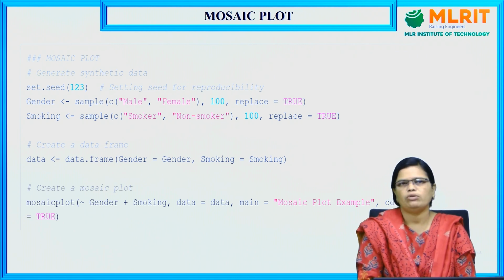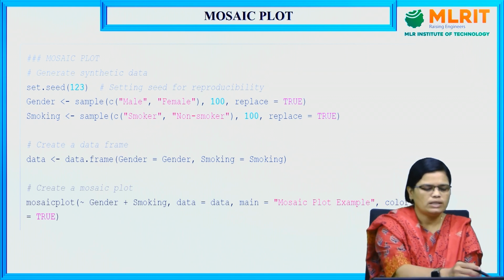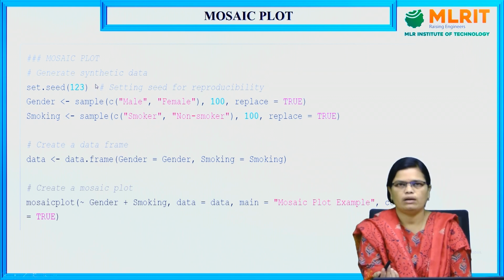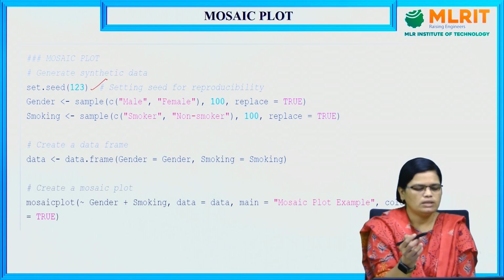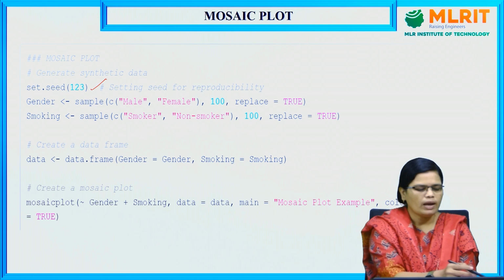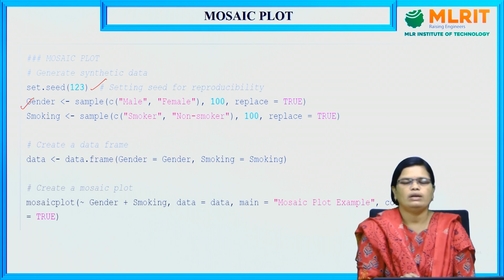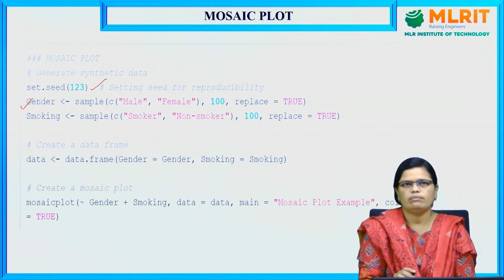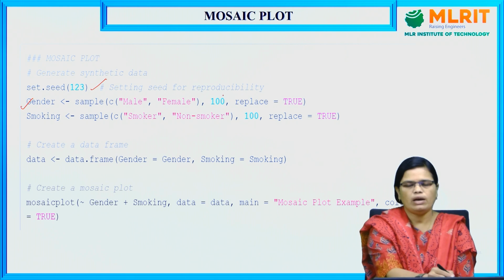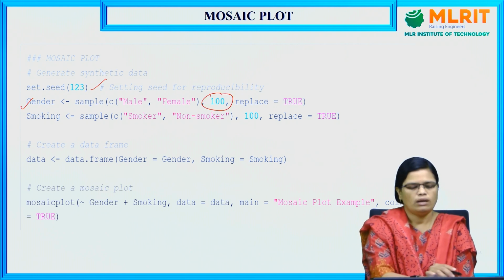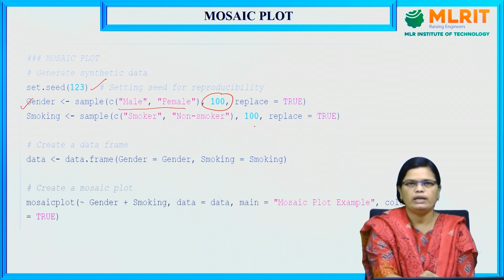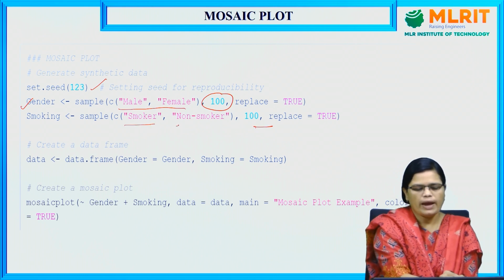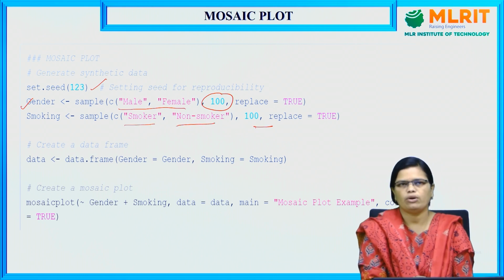A mosaic plot needs to be used when you have more than 100 data points. We are generating the values randomly here. For setting the seed, we are using set.seed, and in the gender, we are generating 100 data points with the values male and female, and 100 data points with the attributes smoker and non-smoker.